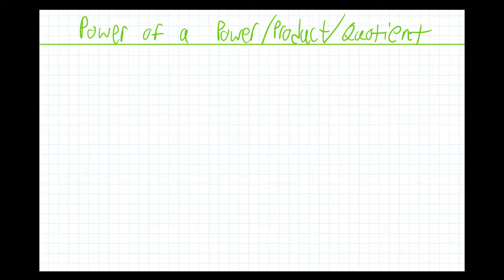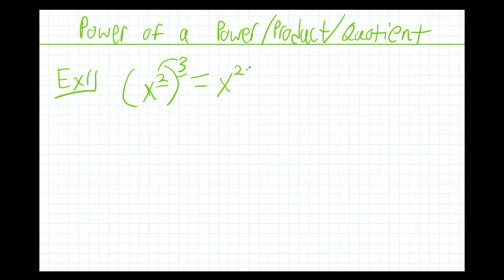So now we are moving on to power of a power, power of a product, and power of a quotient. So power of a power. All that means is if I have something like x to the second power getting raised to the third power, this means I multiply these exponents. That is a power to a power. So it's x squared, x to the second times 3 becomes x to the sixth.